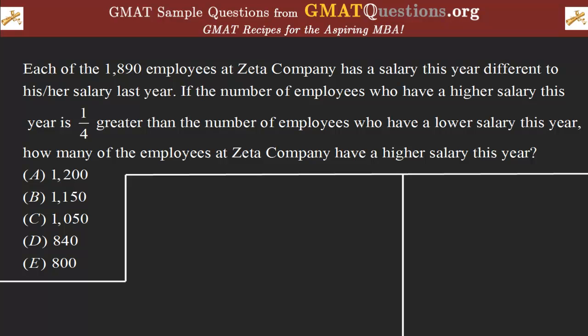Let's read the question. Each of the 1,890 employees at Zeta Company has a salary this year different to her salary last year. If the number of employees who have a higher salary this year is 1/4 greater than the number of employees who have a lower salary this year, how many of the employees at Zeta Company have a higher salary this year? It looks like a word problem, but it is not a very difficult one.